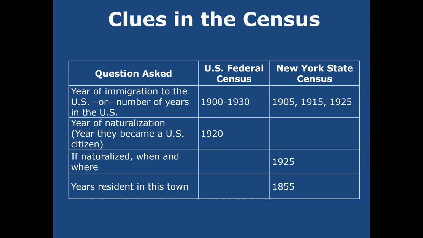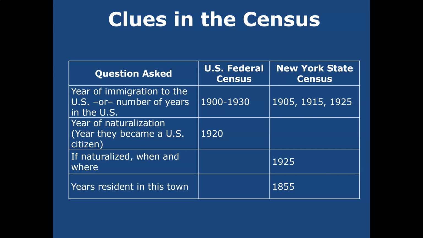So the U.S. federal census from 1900 through 1930 lists the year of immigration to the U.S. or the number of years the person has been in the U.S. Also for New York State persons, we have the 1905, 1915, and 1925 censuses that ask that same question. In the 1920 federal census, it lists the year of naturalization, which is the year that they became a U.S. citizen, if they chose to do so.